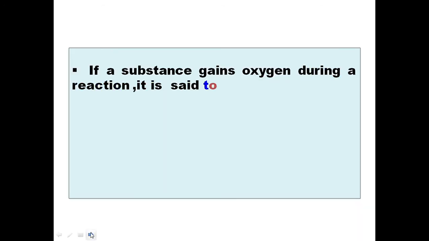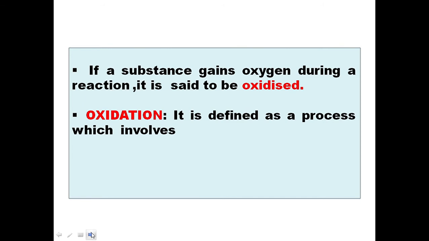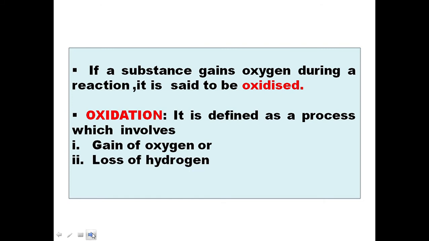Now let's move to its formal definition. If a substance gains oxygen during a reaction, we say that it is oxidized. And if we try to formalize the definition of oxidation, we say that it's a process which involves gain of oxygen, that you saw in the previous example. Copper changes to copper oxide. In terms of hydrogen, we say that it is a loss of hydrogen. Now let's try something else.